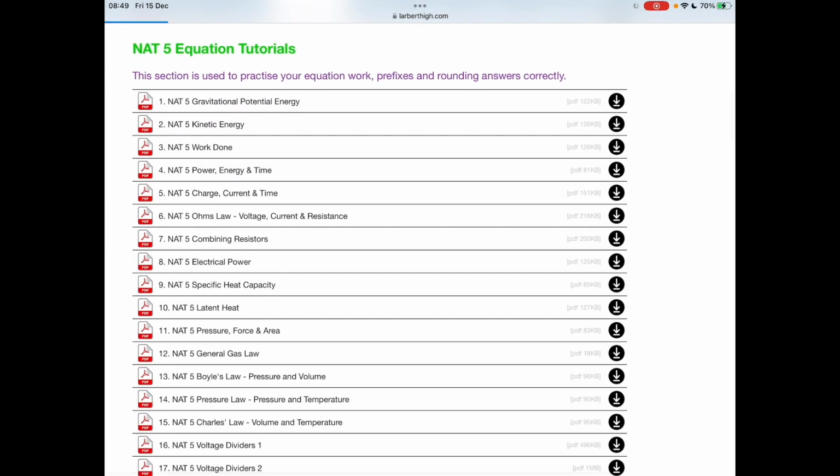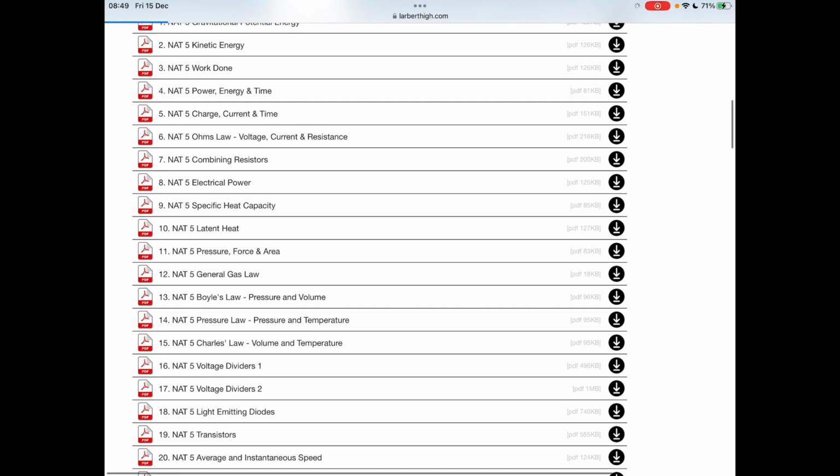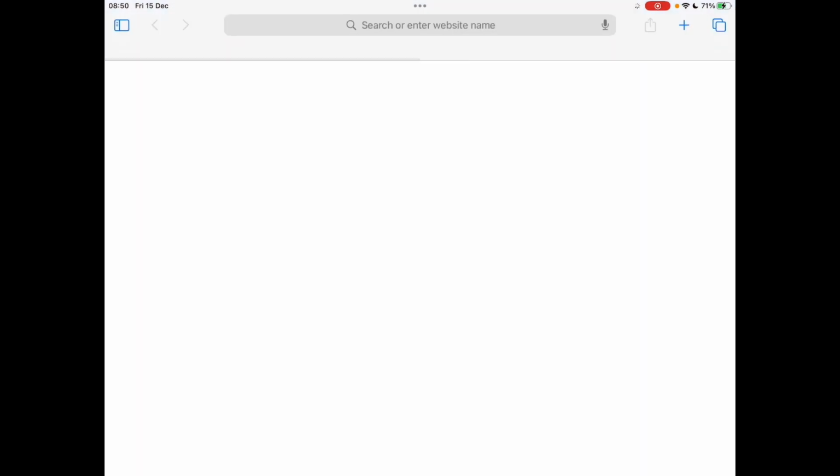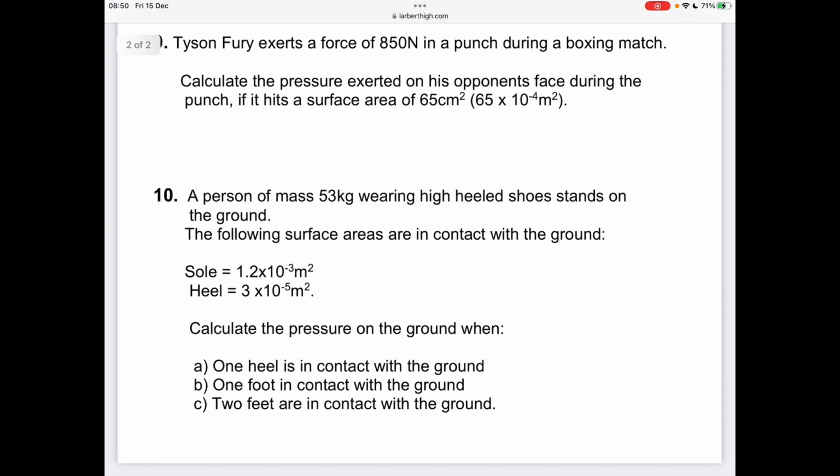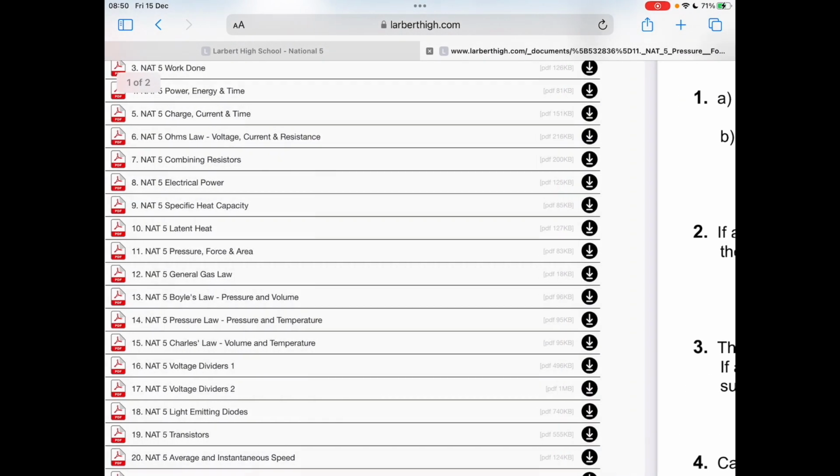If we then return again, our top thing, and I would say one of the most important parts of your study website here, are the equation tutorials. Now, there is an equation tutorial for every single equation that you cover at National 5 level. So if we were to scroll down a little bit and I was to pick, for example, number 11, Nat 5 pressure, force and area, that is the equation P equals F divided by A. If I again click on the download button, it'll give me roughly about 10 questions for each tutorial solely on that equation.